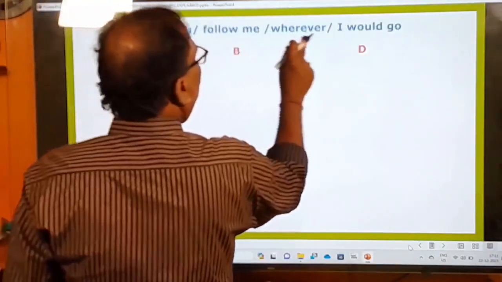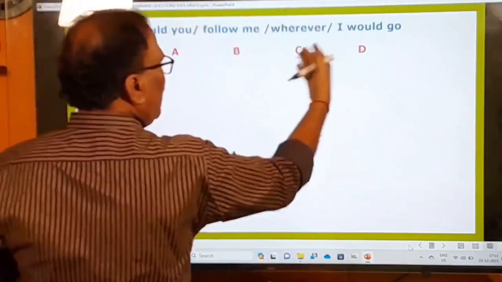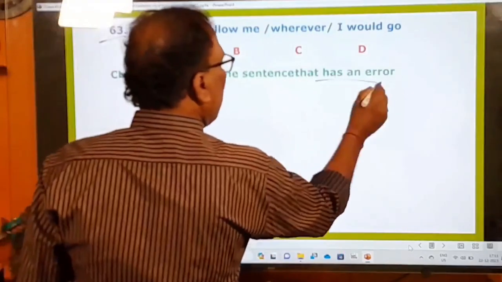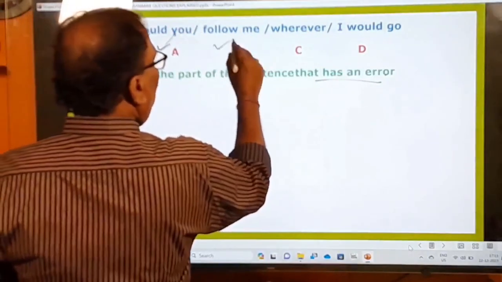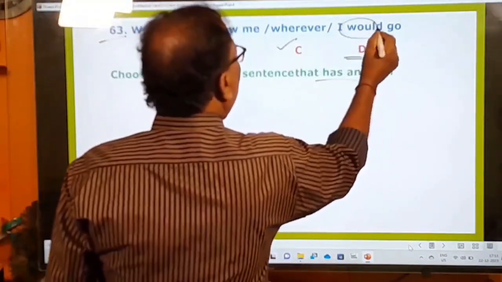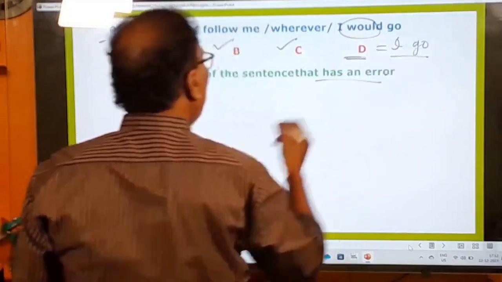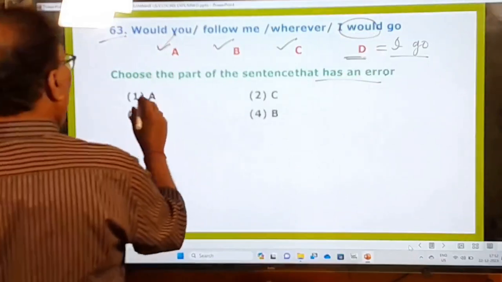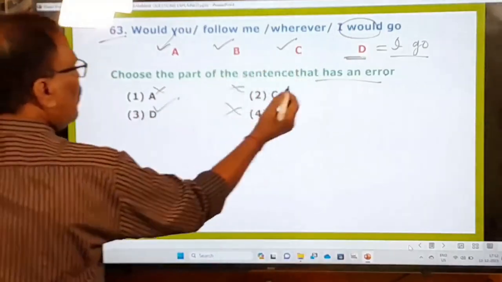Would you follow me wherever I would go? So this is the question. This sentence is divided into four parts: A, B, C, D. And what is the examiner asking you to do? Choose the part of the sentence that has an error. So which part has an error? Would you? No mistake at all. Follow me. No mistake at all. Wherever. It's right. And this D is wrong. You should not say where I would go. You should simply say where I go. Instead of saying I would go, you had better say I go. That's why in this part there is a grammatical error, right? And let us choose it. 1A, wrong. Where is the D? Third one. This third is your answer, right?